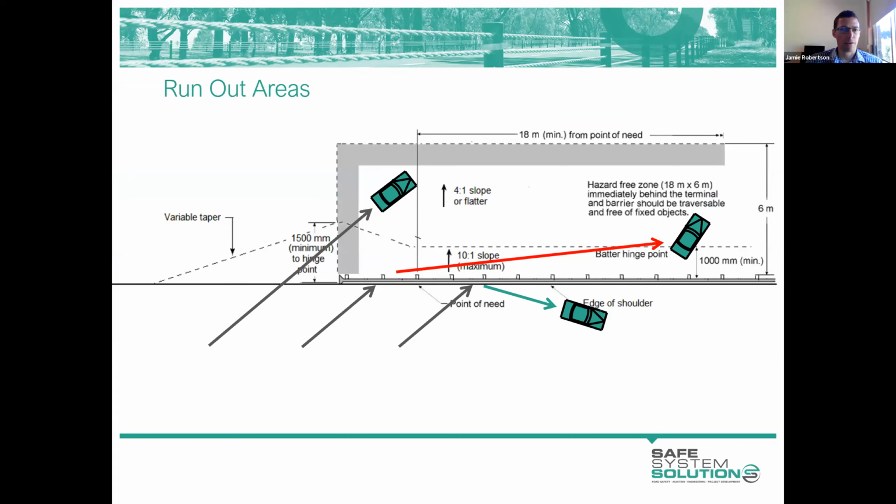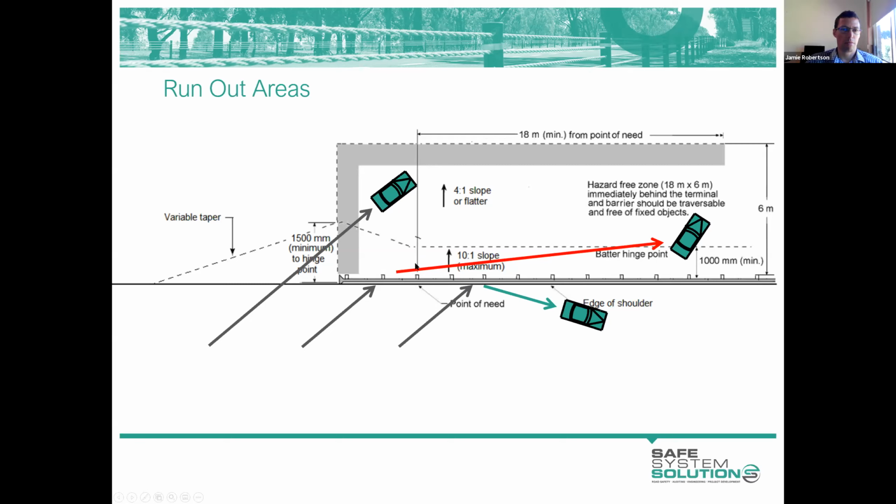I mentioned run-out areas, and Evan may have as well. We seek to provide what we call a run-out area behind the terminal of any safety barrier. And it's defined as an area of 18 metres long by 6 metres wide from the point of need of that barrier.